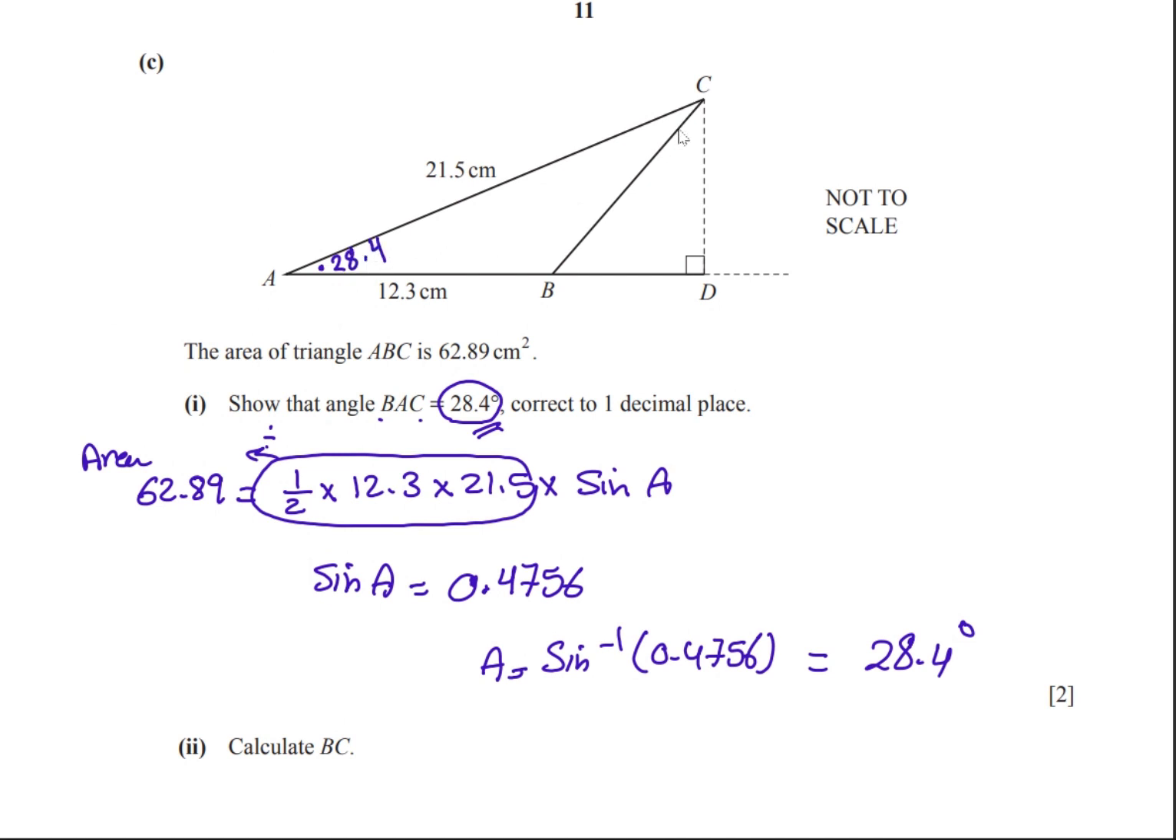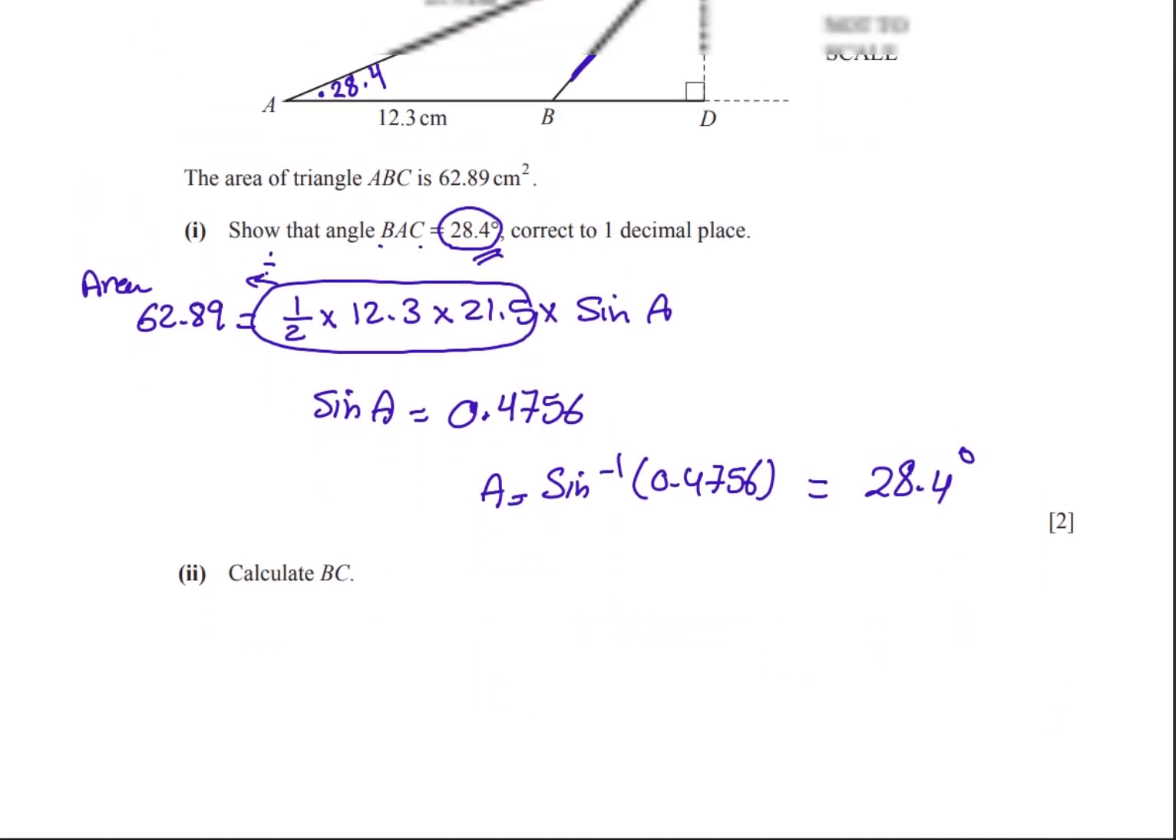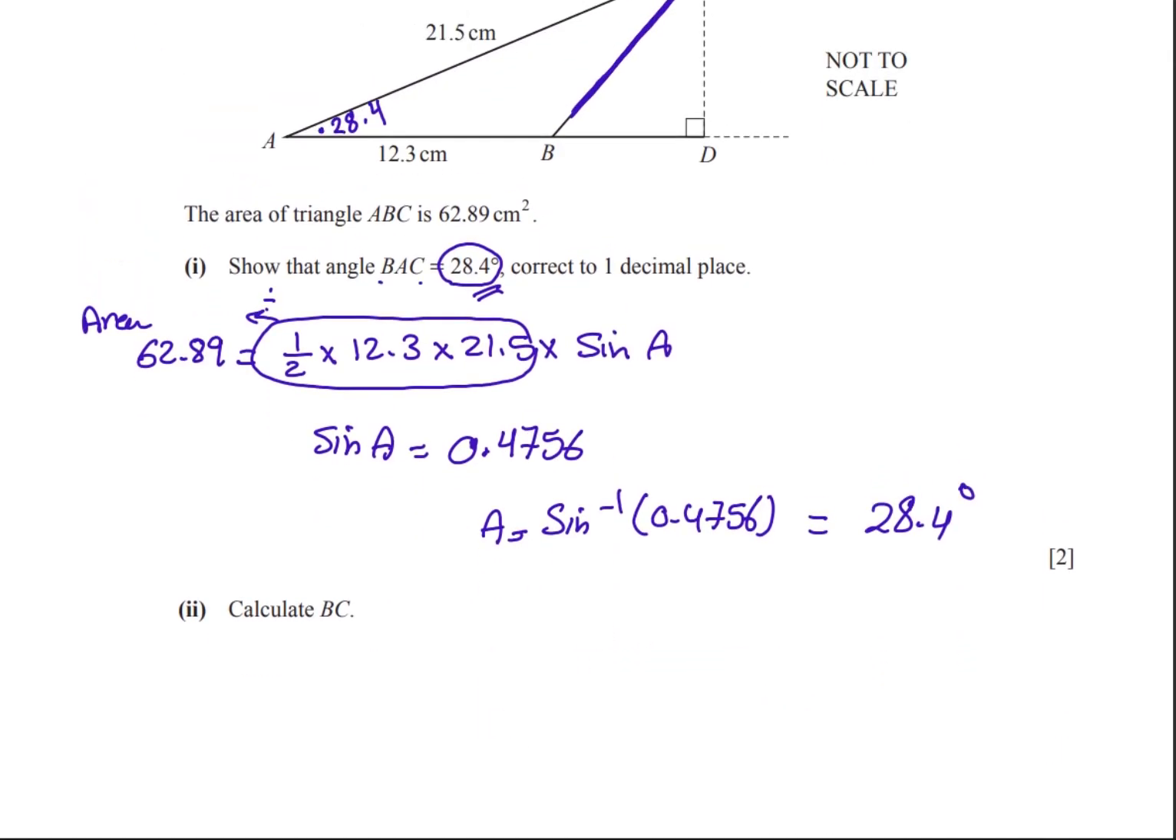I want here BC. So I'm not going to use sine, cosine, tan ratios, but I can use the sine rule or cosine rule. Check first for the sine rule. Do I have an angle with a given opposite side? No. So I have to use what? Cosine rule. I am going to write the formula of the cosine rule, which is BC squared.